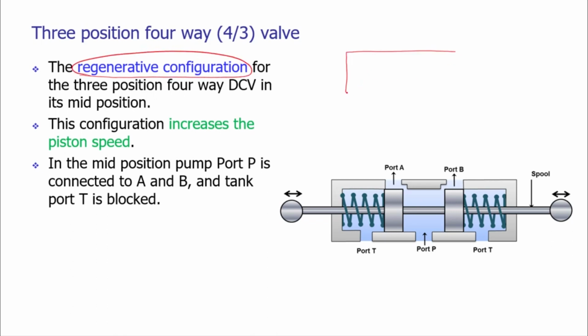Consider we have a piston cylinder arrangement. This is the piston cylinder arrangement that we have, and here it is connected to a certain load. Now the top center of the piston is connected to port A. Top center is connected to port A and the bottom center is connected to port B.